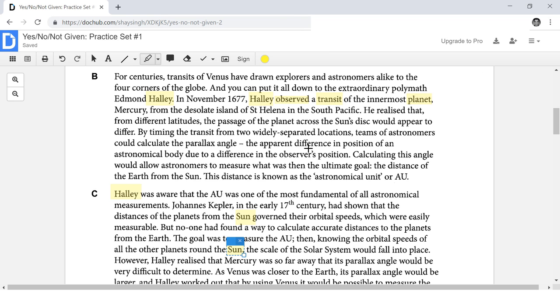So what I want to do is read this sentence, and I want to make sure that this isn't our matching sentence. It might be our matching sentence, it might not be, I'm not sure. So let's go ahead. In November 1677, Halley observed a transit of the innermost planet Mercury from the desolate island of St. Helena in the South Pacific. Okay, so it is talking about a planet, and Halley did observe a transit of a planet. In this case, it was Mercury. It doesn't say anything about Venus.